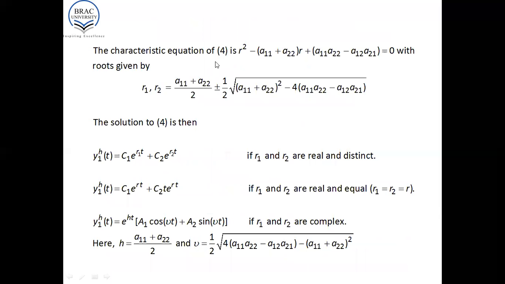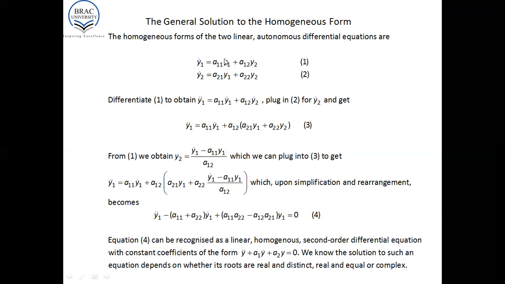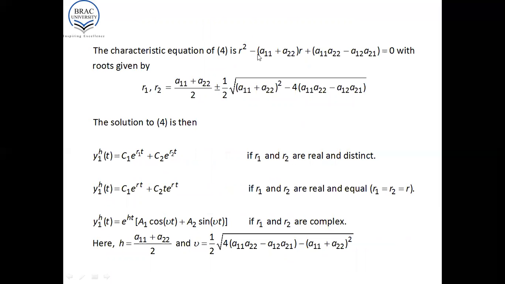Now the characteristic equation of equation 4 is r squared minus a11 plus a22 times r plus a11 a22 minus a12 times a21 is equal to 0, with roots r1 and r2 given by a11 plus a22 over 2 plus or minus 1/2 the square root of this expression. Now you can obtain this expression by using the quadratic formula.